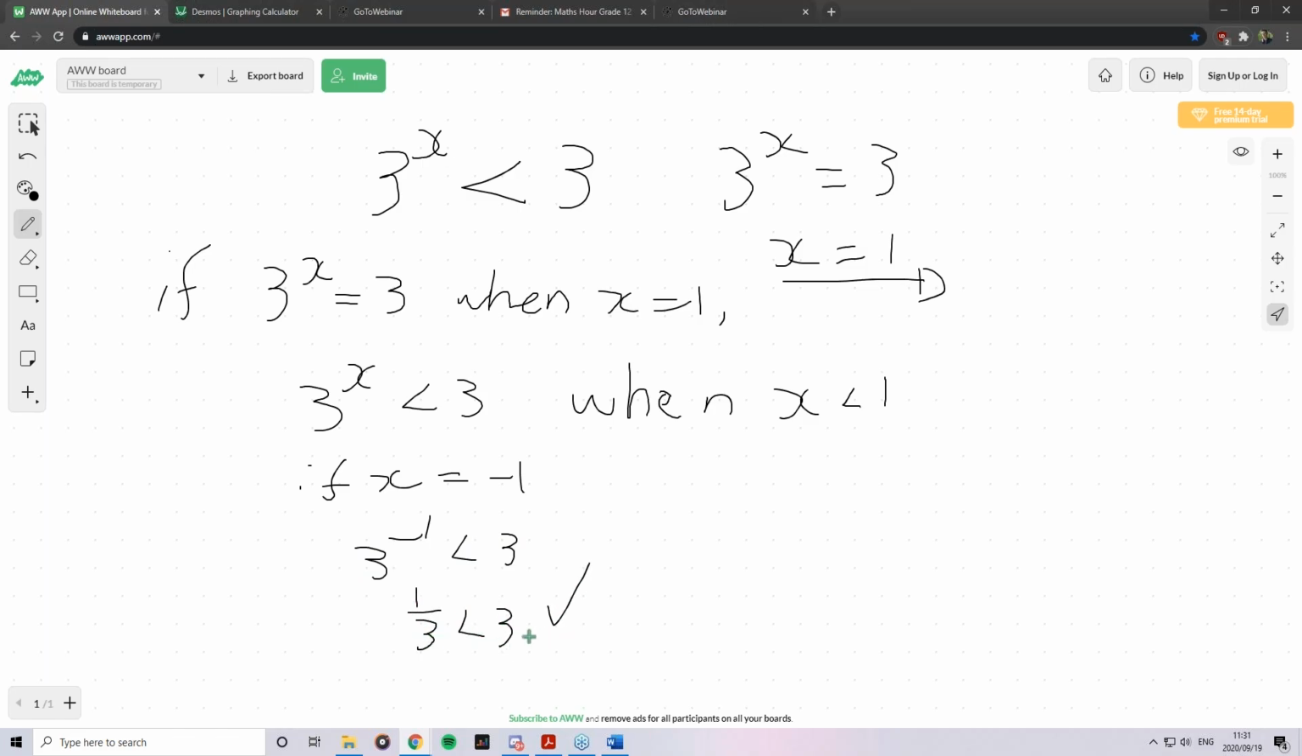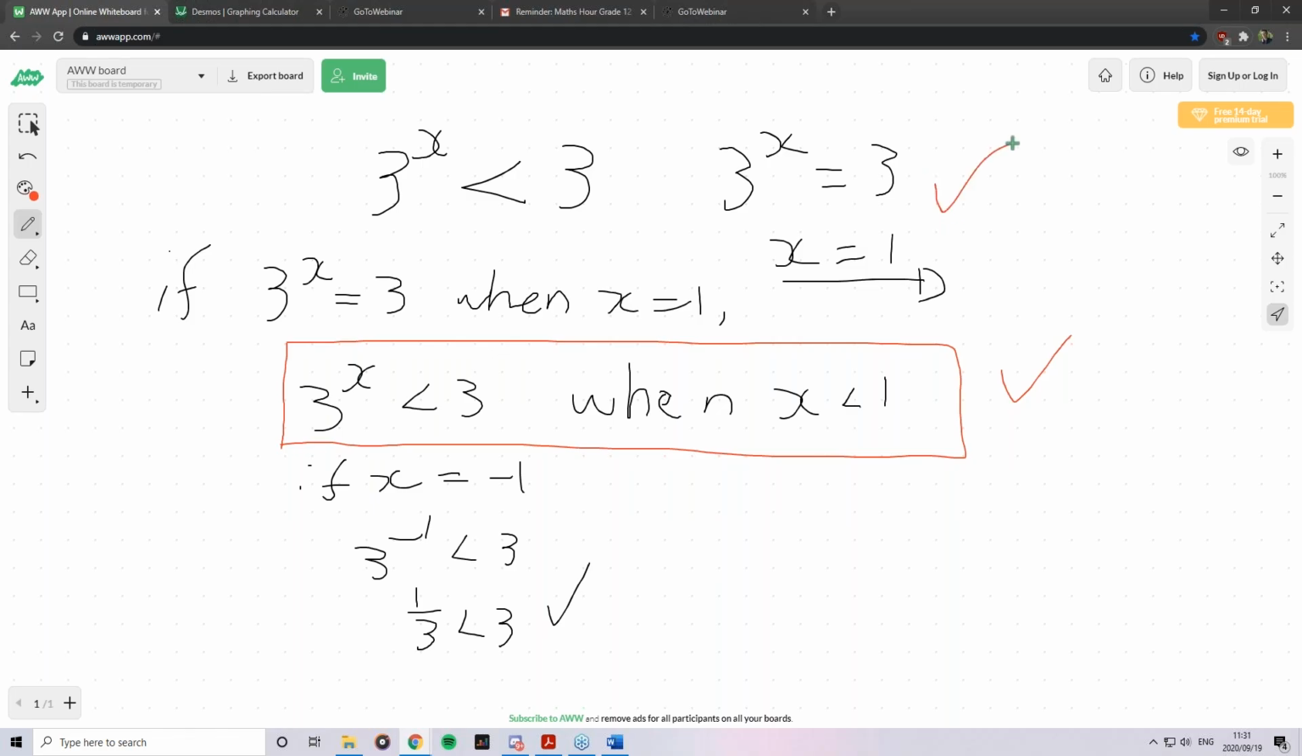This is correct. So we have this equation here: 3 to the power of x is less than 3 when x is less than 1. This is the line that they're looking for. This is giving you your marks. So they're probably going to give you a mark for solving for this, and then a mark for this statement here.